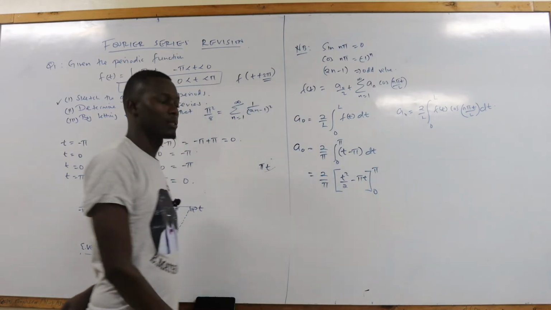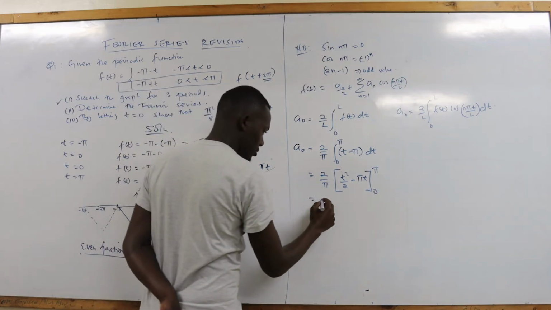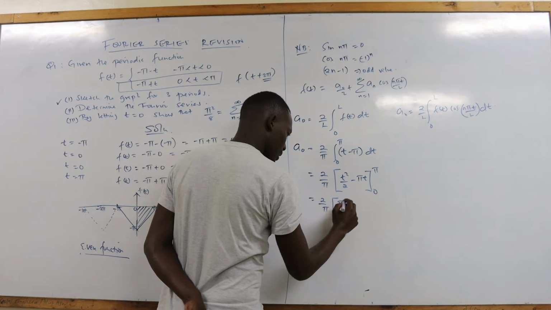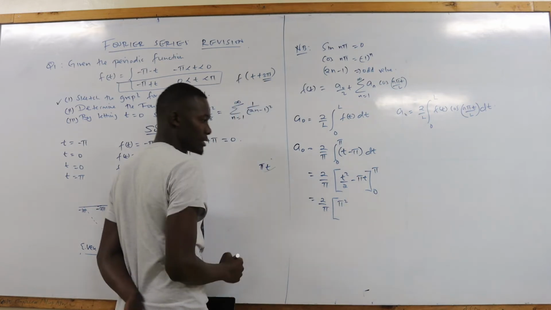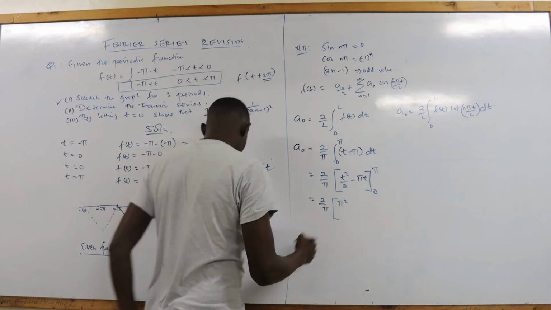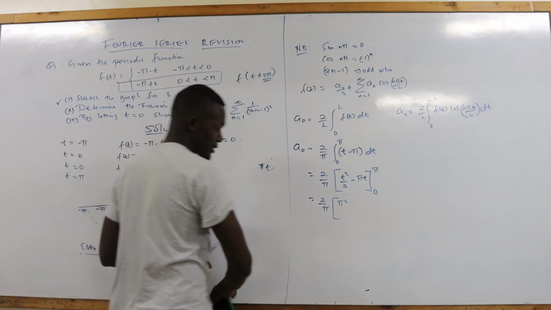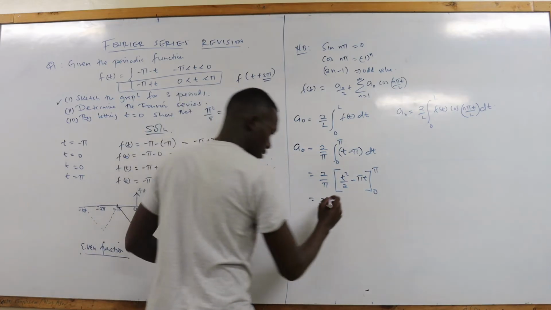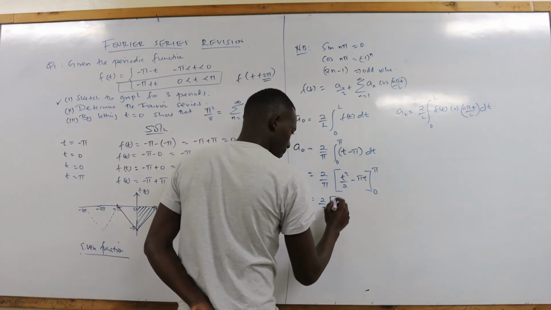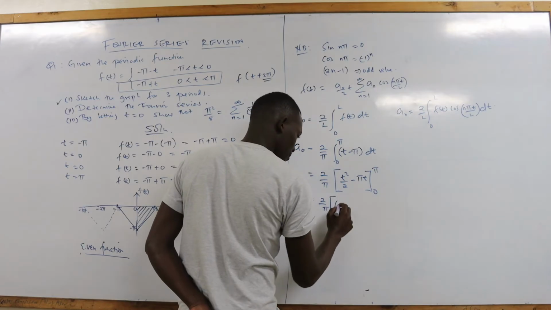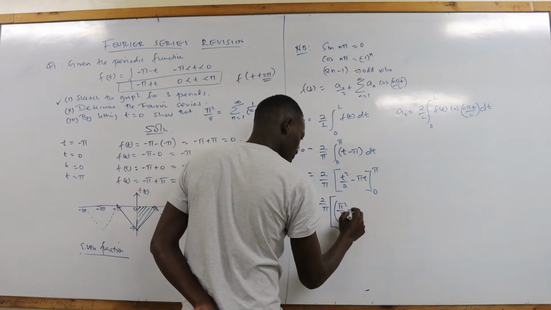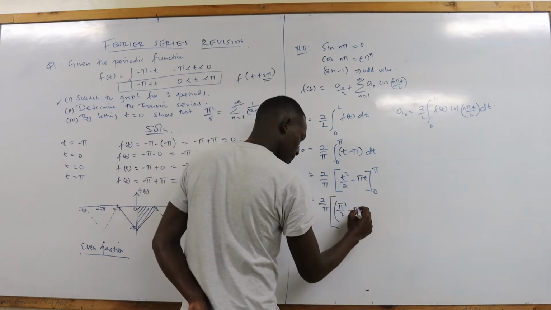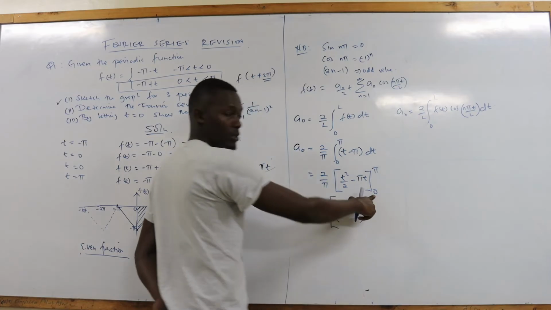Then you have your limits. Then input your limits. So it is 2 over pi. We shall have pi squared. Remember, you're inputting the upper limit, then subtract the lower limit. So inside here, inputting the upper limit, you shall have pi squared over 2 minus. If you put pi here, we have pi and pi, so we have pi squared. Then minus, input the lower limit.